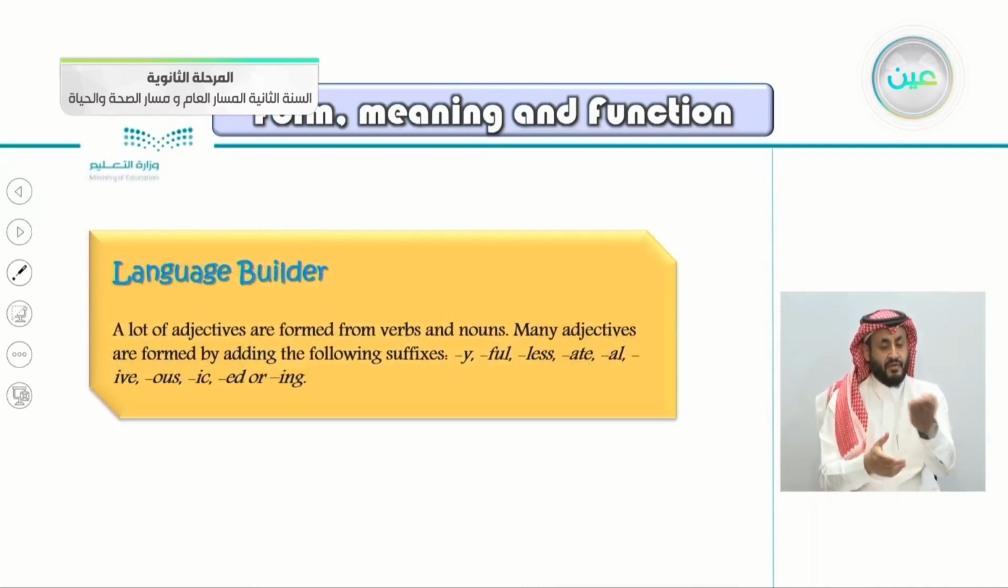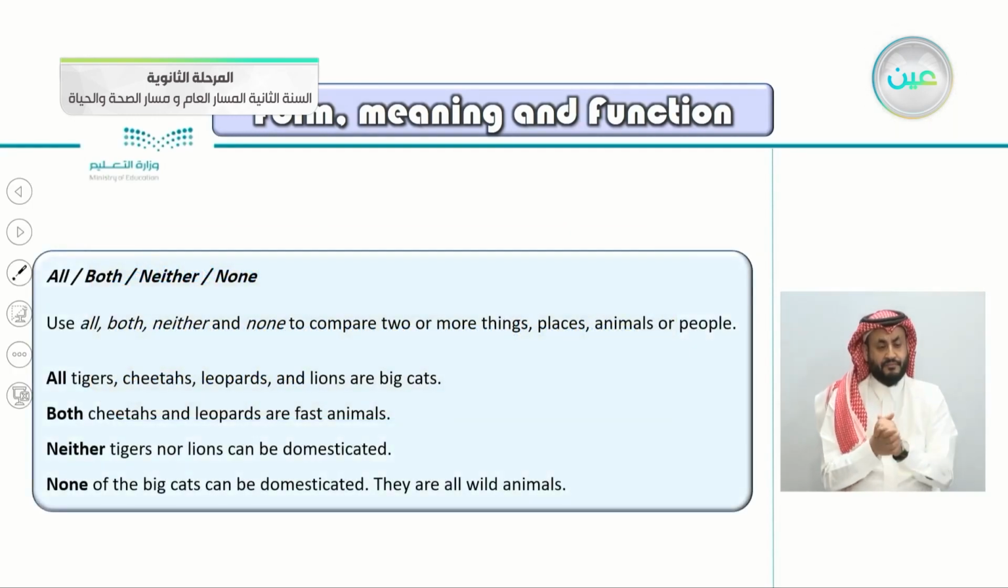Here's a language builder for you. A lot of adjectives are formed from verbs and nouns. Many adjectives are formed by adding the following suffixes: y, ful, less, ate, al, iv, ous, ed, or ing, as we mentioned earlier. All, both, neither, none. We use all, both, neither, and none to compare two or more things, places, animals, or people. So we use these words to compare two or more things or places, animals, people, or whatsoever.